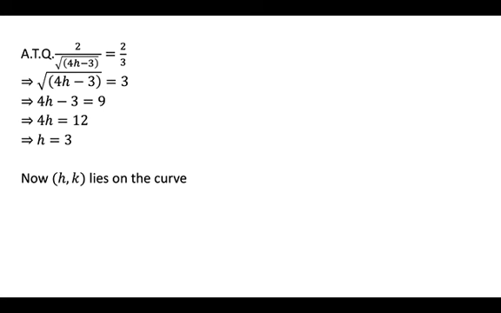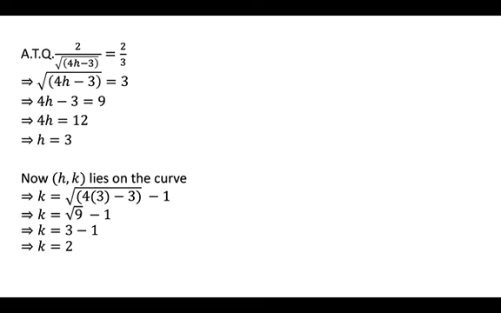As (h, k) lies on the given curve, so putting the value, k equal to root of 4h minus 3, minus 1, or k equal to, put h equal to 3, we get k equal to root of 12 minus 3, minus 1, and this equal to 3 minus 1 equal to 2. So the given point is (3, 2).